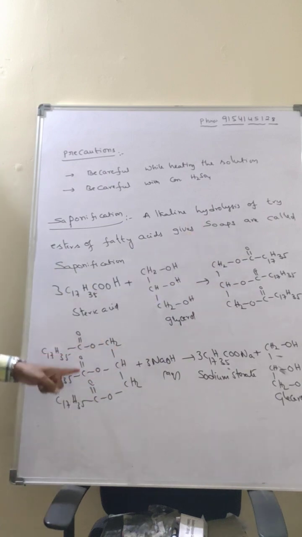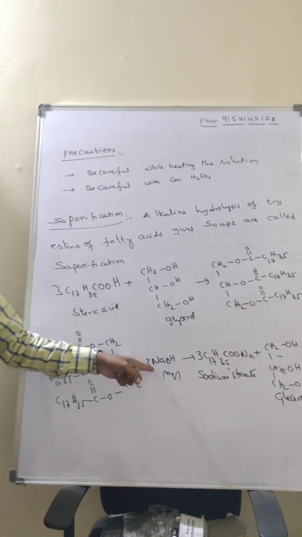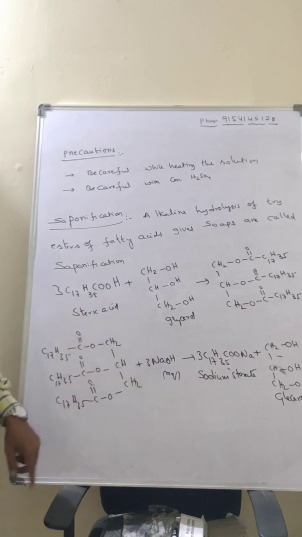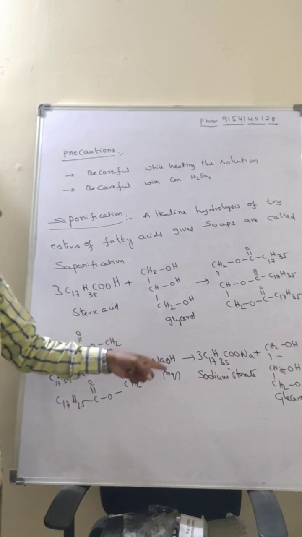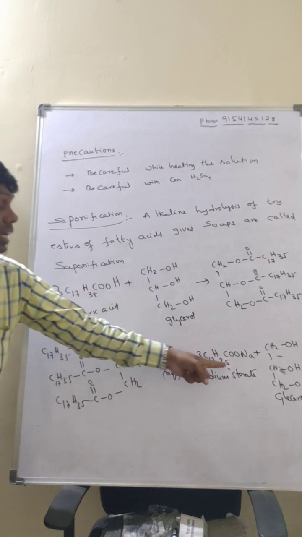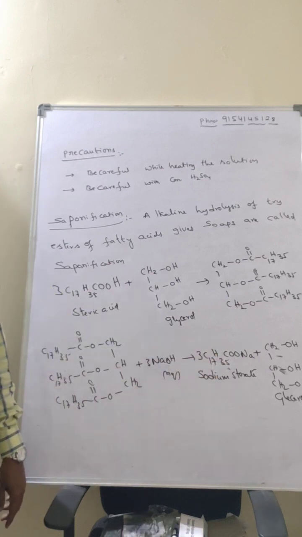This triester of fatty acid is treated with alkali, meaning an aqueous base, which gives sodium stearate. This is called soap, sodium stearate. This is called saponification.